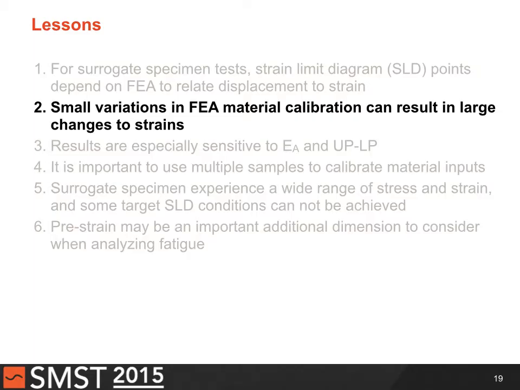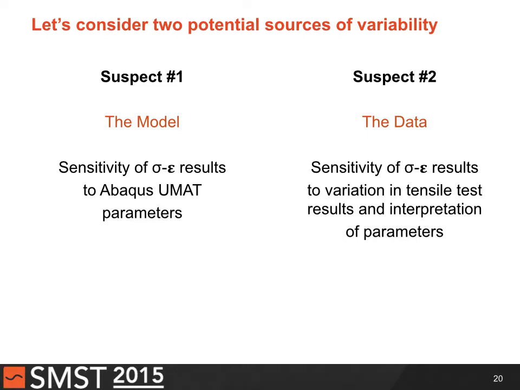So small variations in this calibration result in large changes to strain. Why is that? We've got to dig into this. Basically, two categories of suspects here: the model, which is the sensitivity of your results to the parameters, the numbers that we type in there, and number two, related to each other obviously, the data itself. Are the materials different? Are the curves different?